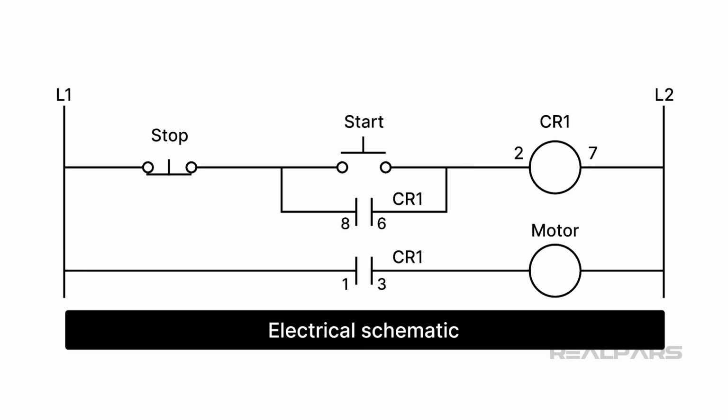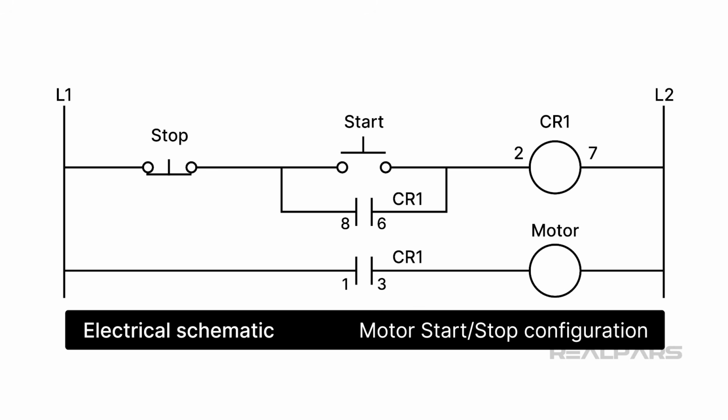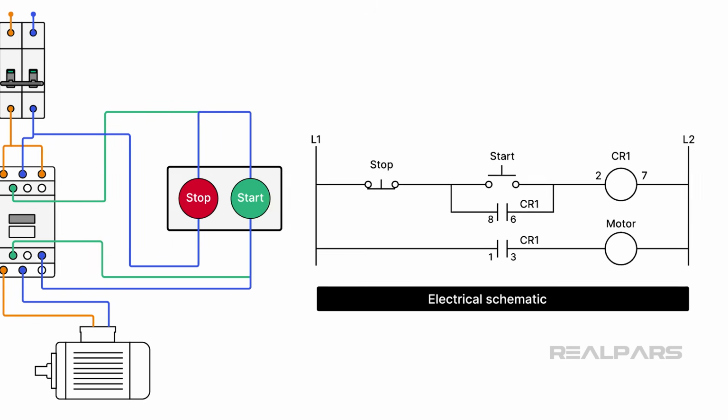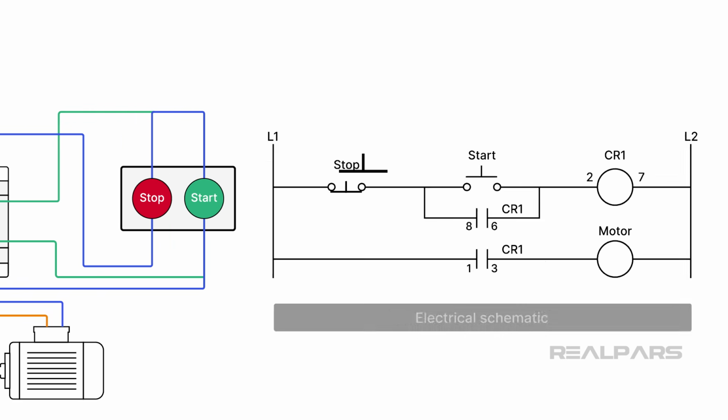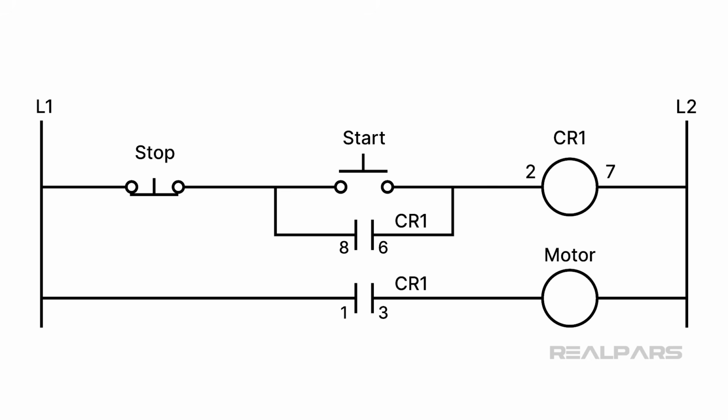This electrical schematic is a classic motor start-stop configuration. The stop switch, start switch, and control relay are hardwired together to operate a motor. Historically, for ease of understanding and standardization, this type of electrical circuit was drawn to look like a ladder, and has remained so today. How does it work?